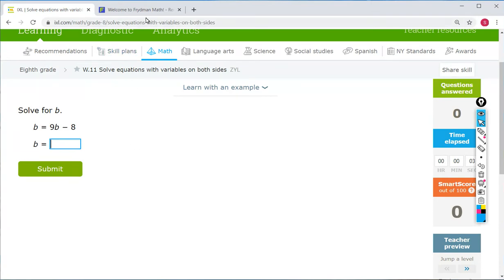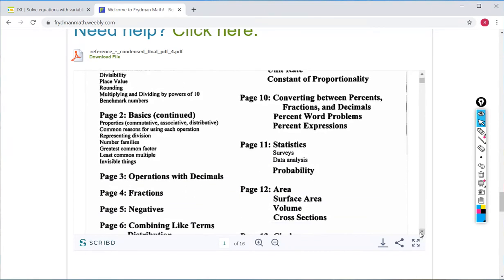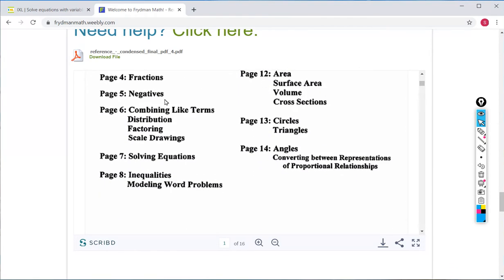Okay, so let's go to Frydman Math. And for this exercise, we are going to need to know how to combine like terms. I'm actually not sure if we're going to need distribution here. I don't know if they're going to give us any distribution problems. We'll just talk about that briefly anyway. And solving equations. So pages 6 and 7.